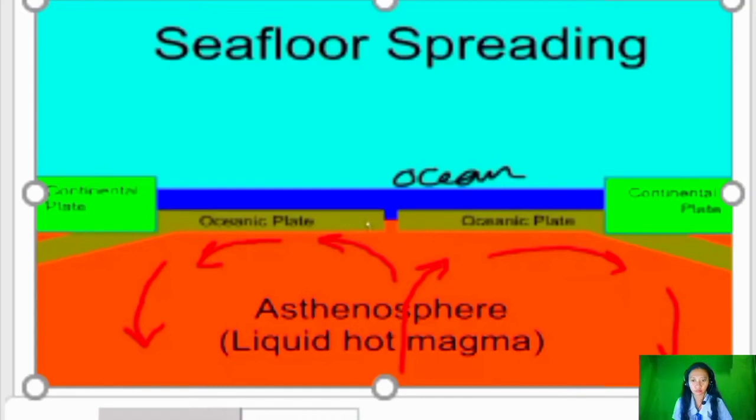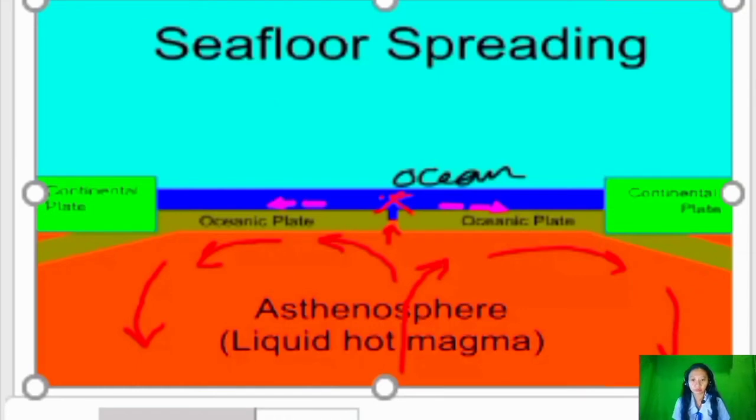Now, we would expect there wouldn't be a gap in the ocean, so when that hot magma rises up here at this gap right here, it's going to form a ridge, and you're going to have some underwater volcanoes as these oceanic plates are pulled to the side.